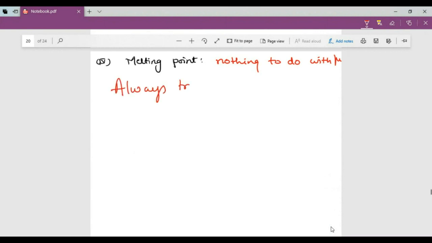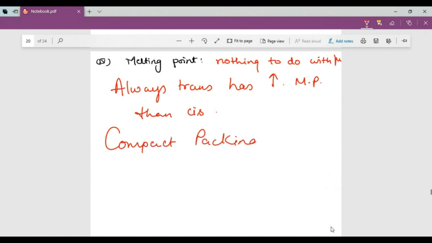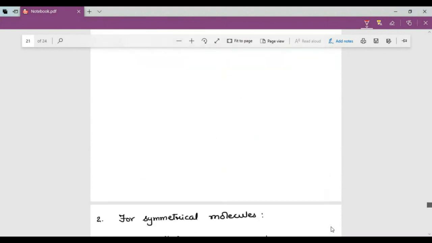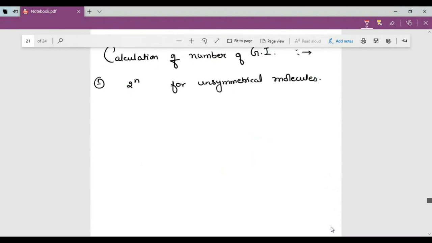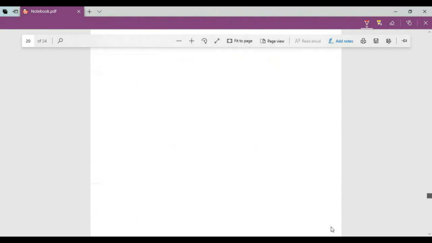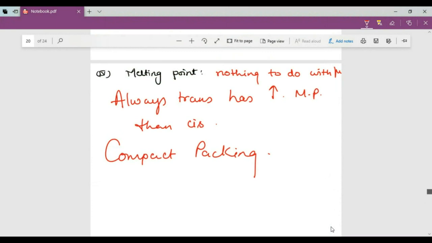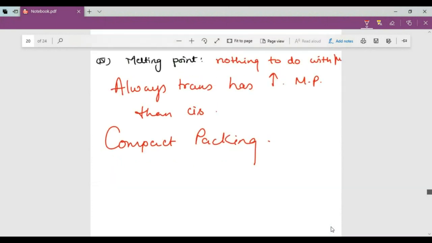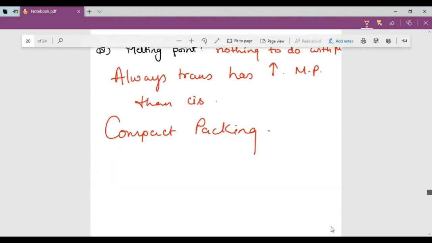Always trans has higher melting point than cis. And the reason is compact packing. Due to compact packing, always trans isomers will have higher melting point than the other ones.